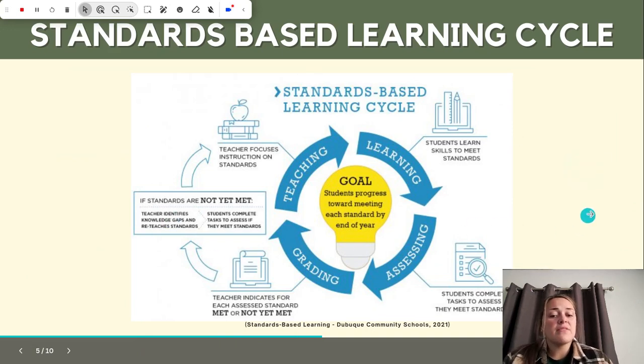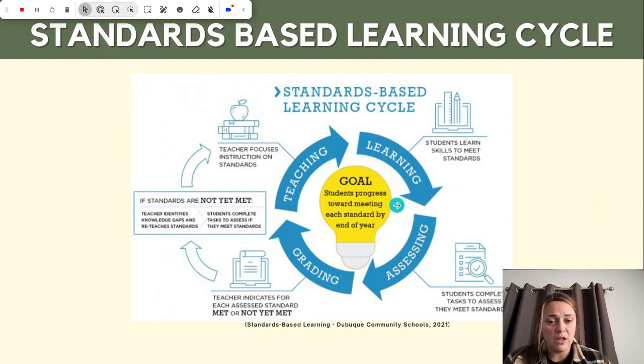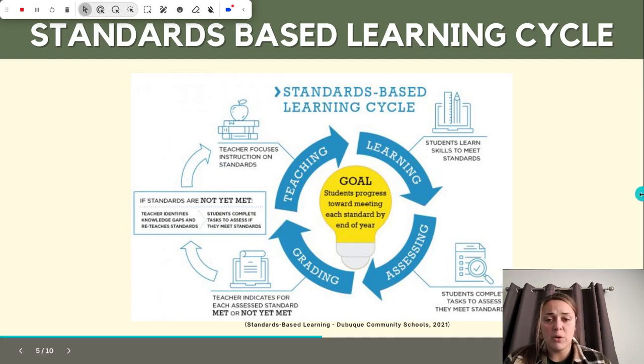So this is something I've shown you before. This is that standards-based learning cycle, right? Where our ultimate goal is students progress toward meeting each standard by the end of the year. We have to look at all of these key components.